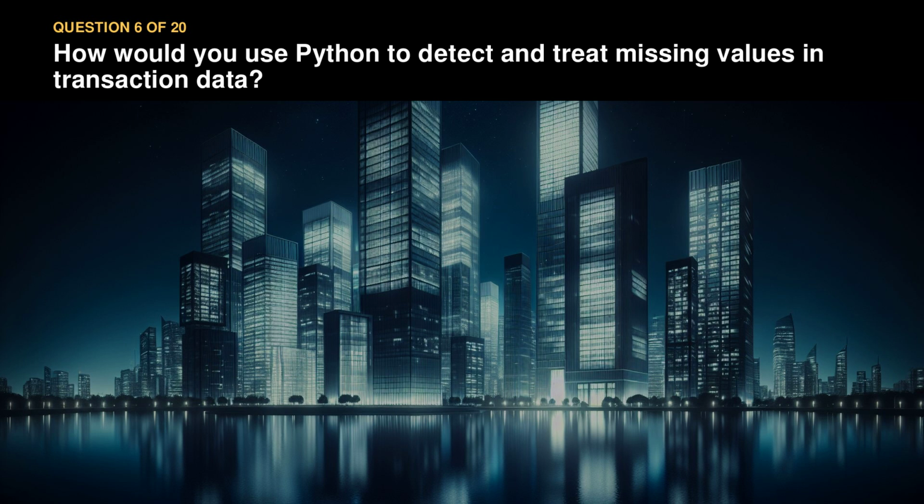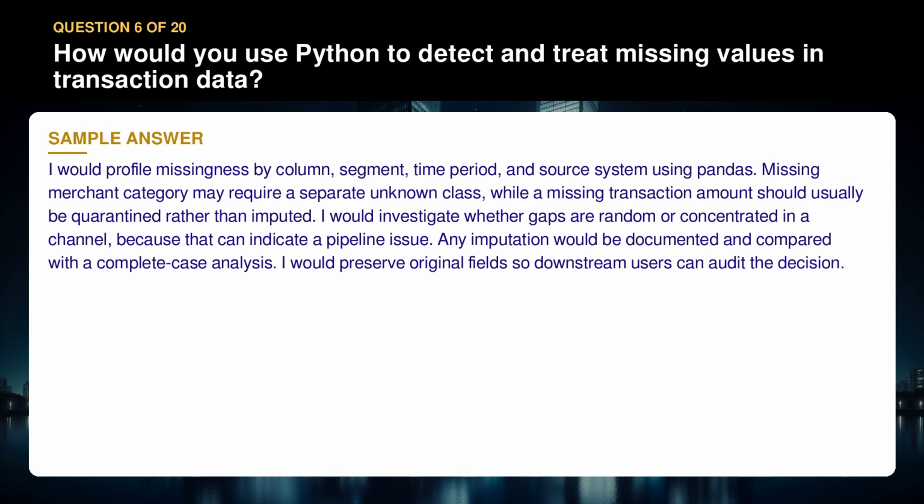Question 6. How would you use Python to detect and treat missing values in transaction data? I would profile missingness by column, segment, time period, and source system using pandas. Missing merchant category may require a separate unknown class, while a missing transaction amount should usually be quarantined rather than imputed. I would investigate whether gaps are random or concentrated in a channel, because that can indicate a pipeline issue. Any imputation would be documented and compared with a complete case analysis. I would preserve original fields so downstream users can audit the decision.